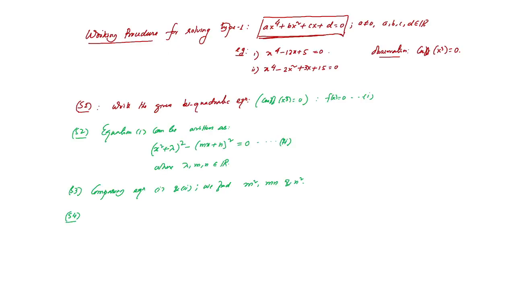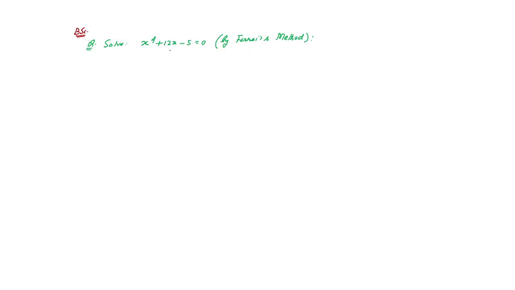First, I said step 1: write the given biquadratic equation and observe that the coefficient of x cube equals 0. Here the coefficient of x cube is 0. So now we'll write the equation. The given equation is x to the power 4 plus 12x minus 5 equals 0. This is our equation 1. Now we come to step 2.